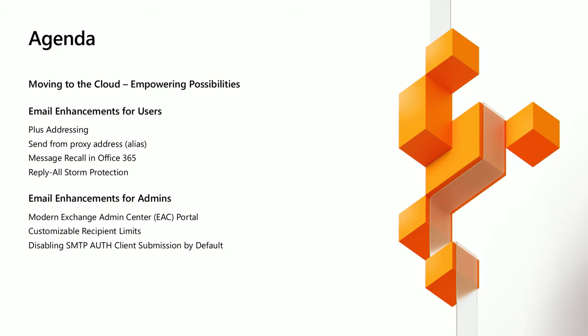Thanks, Kevin. So far you have seen all the email enhancements that we are targeting for user, and now I'm going to talk about few scenarios for the admin space. So I'm going to talk about the 3 areas. The one is the modern Exchange Admin Center, second is customizable recipient limit, and the third is disabling SMTP auth client submission by default.